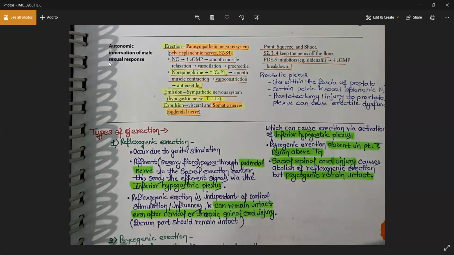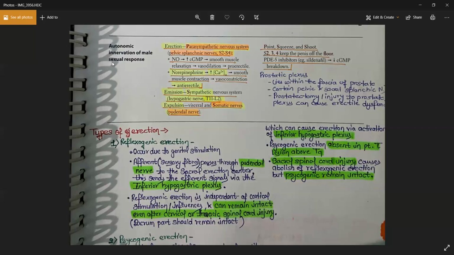Okay, now you have the autonomic innervation of the male sexual responses. For that, you have three things. One is the parasympathetic supply, second is the sympathetic supply, and third is the somatic supply.